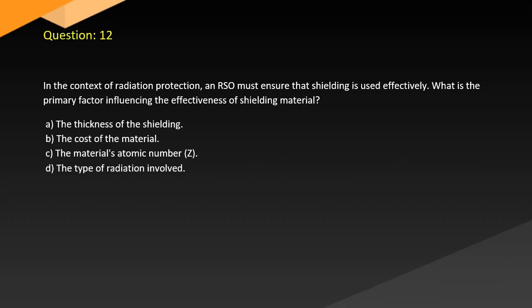Question 12. In the context of radiation protection, an RSO must ensure that shielding is used effectively. What is the primary factor influencing the effectiveness of shielding material? A. The thickness of the shielding. B. The cost of the material. C. The material's atomic number. D. The type of radiation involved.